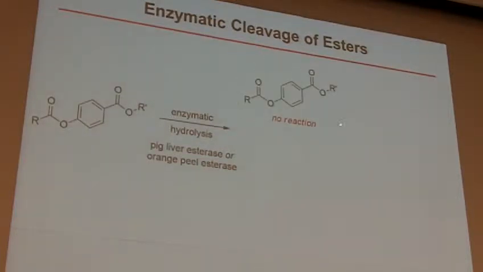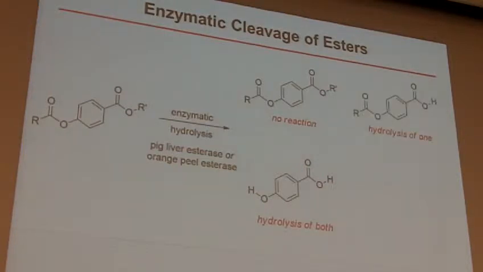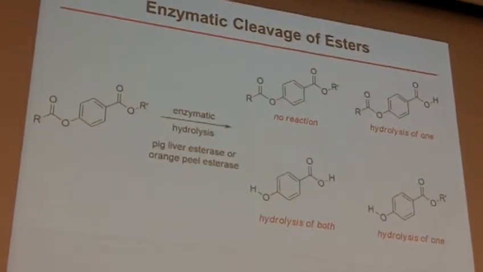Okay, you can get no reaction whatsoever and get your 20B product back again. Okay, you can get the hydrolysis of both esters. So a very active enzyme under certain conditions can create both of them. And then you can also get hydrolysis of one side, or hydrolysis of the other. So there are four different possible products here.